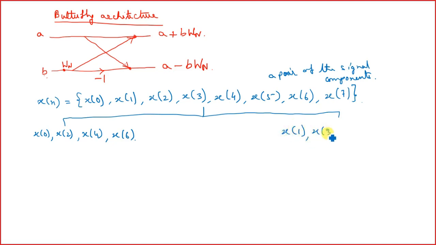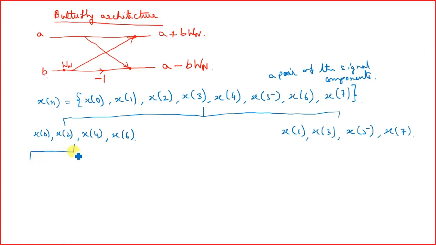Similarly, over here what we will get? x1, x3, x5, x7. No, see, we are still not left with a pair of signal. We are having two pairs. So we have to again break it down so that we only get a pair of signals in the even and in the odd component.